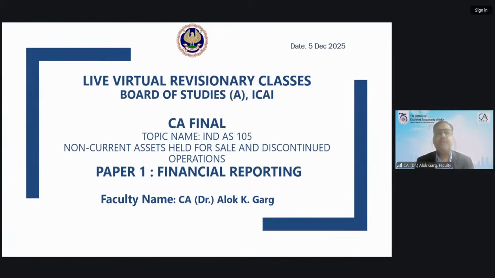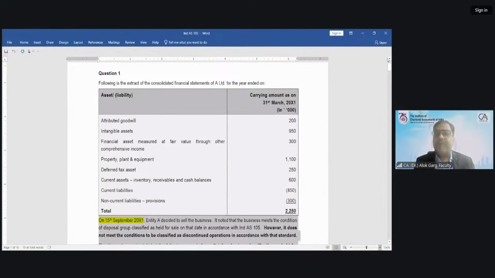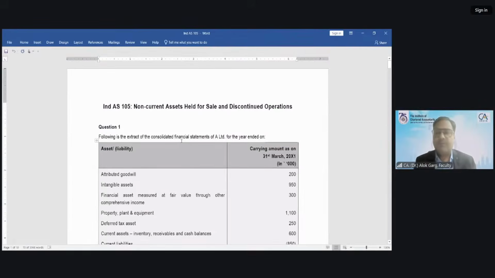Today we are going to talk about Ind AS 105, and I would say we'll revise Ind AS 105 today with the questions given by the Board of Studies of ICAI, some complex questions. So first of all, let me set the context of Ind AS 105 for the next 5 to 10 minutes, and then I'll move to the complex questions on this word file.